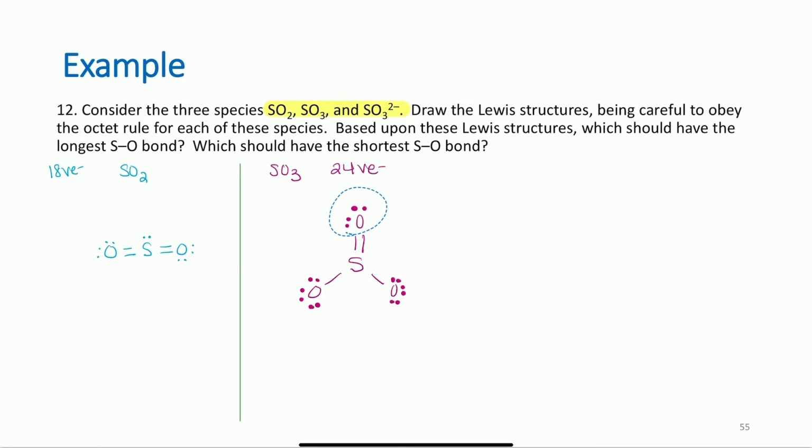Now you could look at this and say, why did I give that oxygen the double bond? Doesn't matter which oxygen you gave the double bond to. It's going to go to one of them. This is one of the Lewis structures that's valid for this compound.